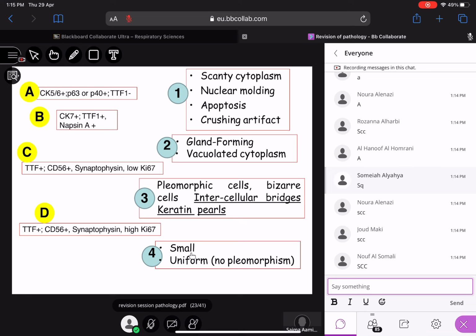Last case. Small uniform cells, no pleomorphism, granular chromatin. C, carcinoid. Very good, Hanuf. So you have TTF1 positive, neuroendocrine markers positive, but a low Ki67 index. So it means that the diagnosis is carcinoid. So it was just a slide, just for a recap and practice. And I'm glad that you people know it very well. Good.